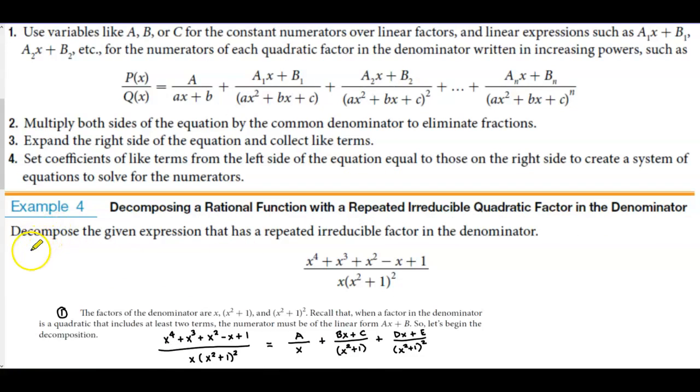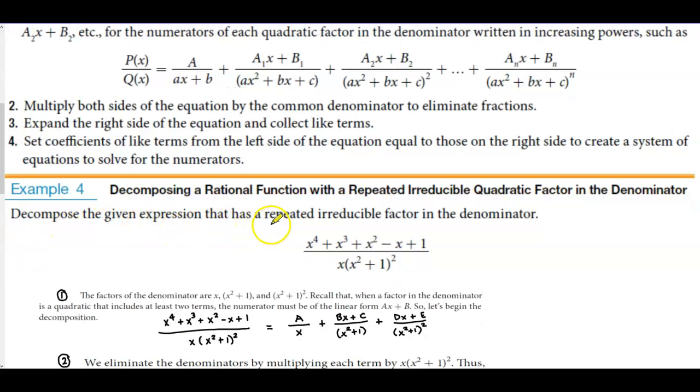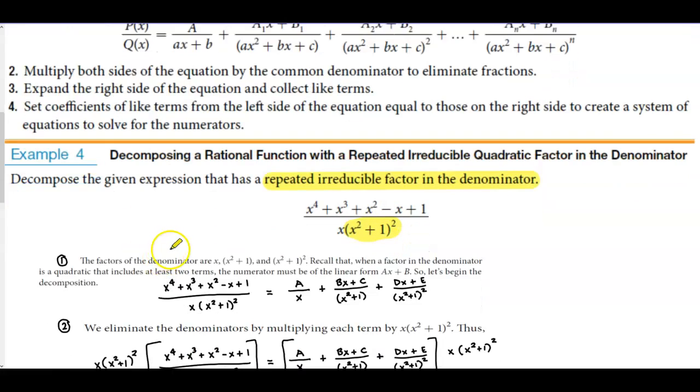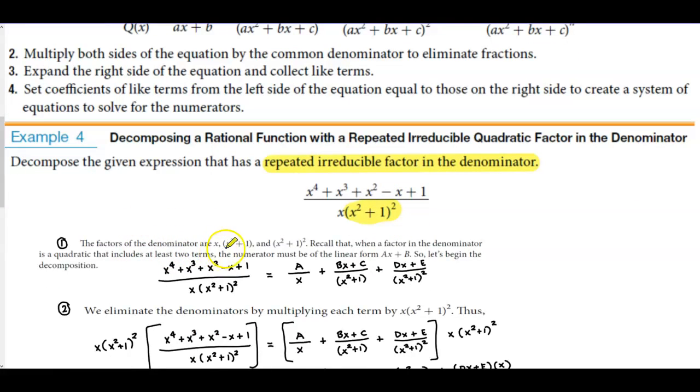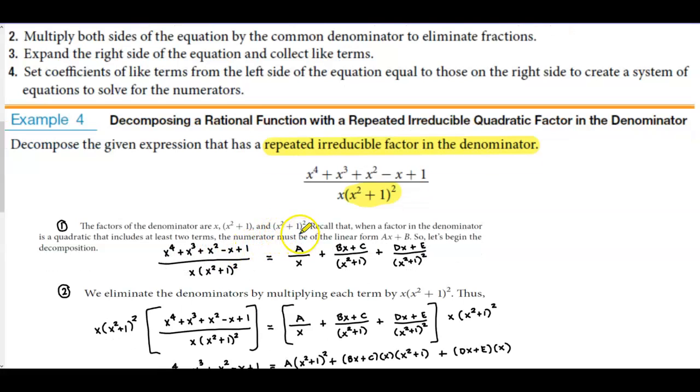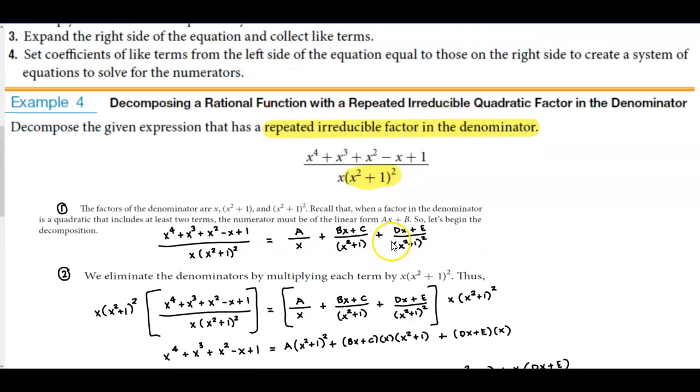So, in example number 4, we're going to decompose the given expression that has a repeated irreducible factor in the denominator. And the repeated irreducible factor in the denominator is x squared plus 1 squared, which means we can't factor that any further, and it's being repeated because it's squared. So the factors of the denominator are x squared plus 1, and x squared plus 1 squared. And recall that when a factor in the denominator is a quadratic that includes at least two terms, the numerator must be of the linear form ax plus b. So let's begin the decomposition.